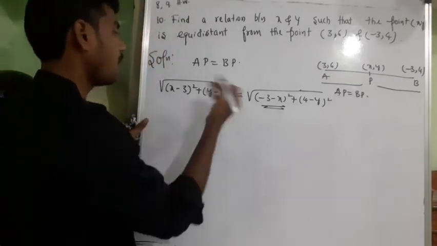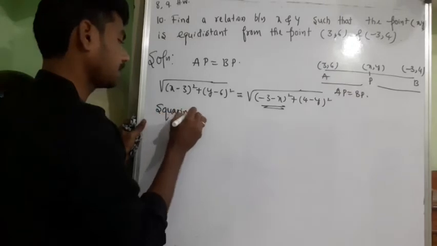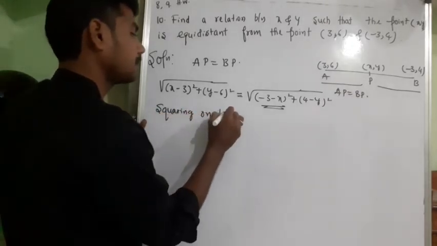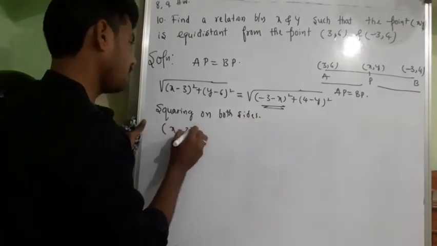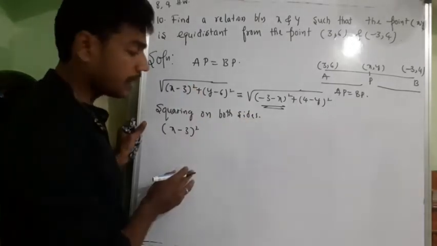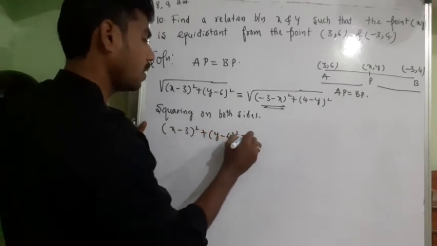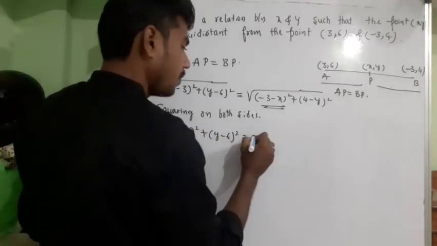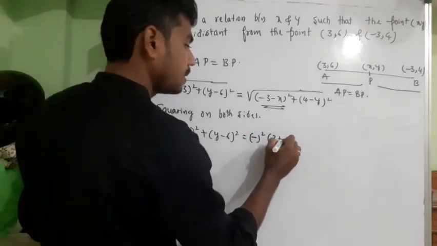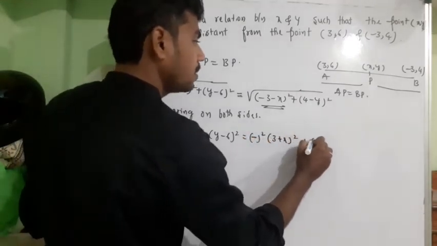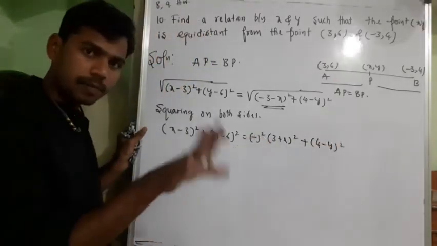Wait. So squaring on both sides. So what will we get? (x minus 3) whole square. Square and square root will get cancelled. That is the reason (x minus 3) whole square plus (y minus 6) whole square is equal to, if I take minus out, minus square into (3 plus x) whole square plus (4 minus y) whole square. So minus into minus is nothing but plus.